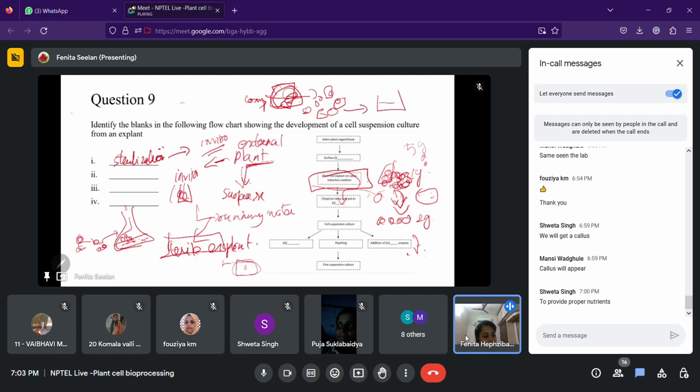In case of friable callus, they will be very, very friable. They will be like slimy, thin, small cells. Okay.